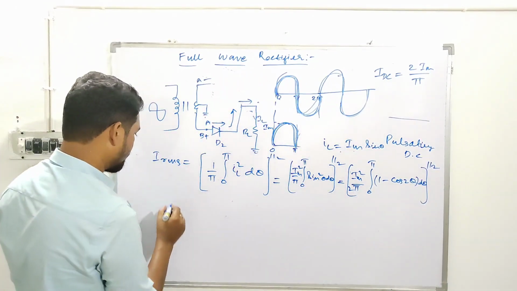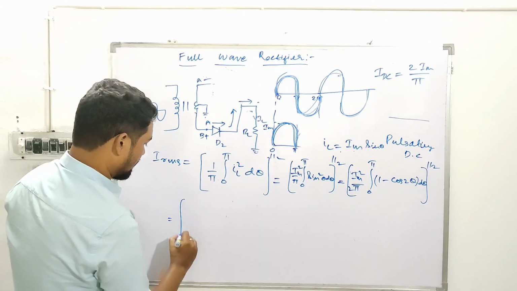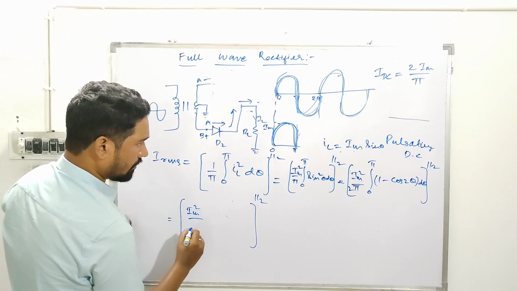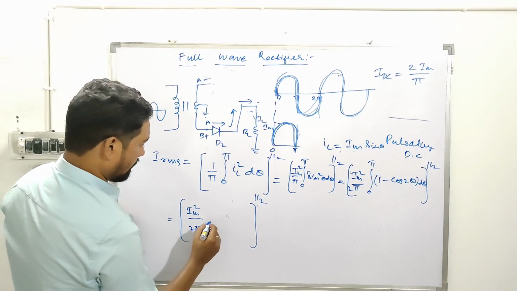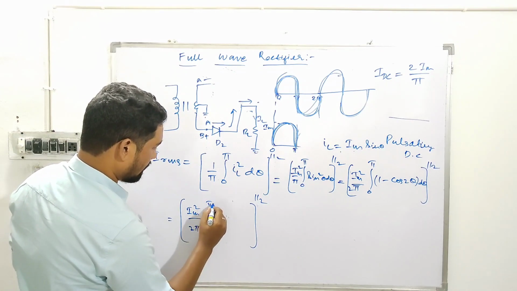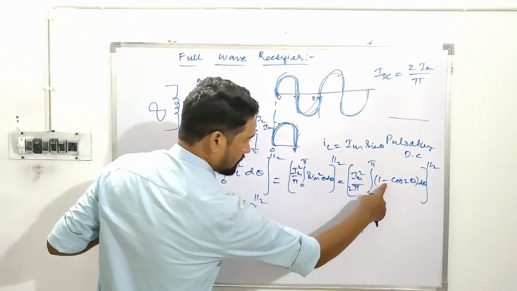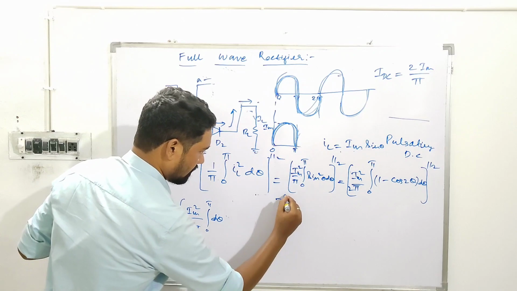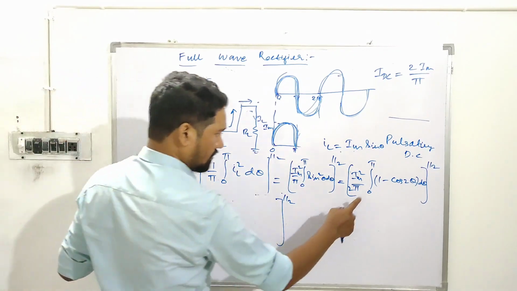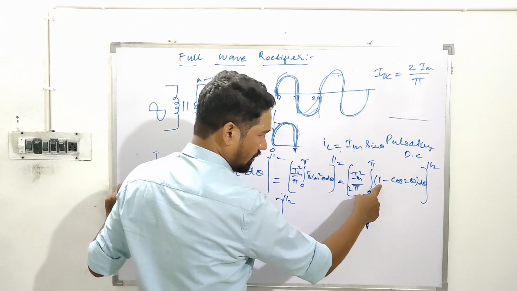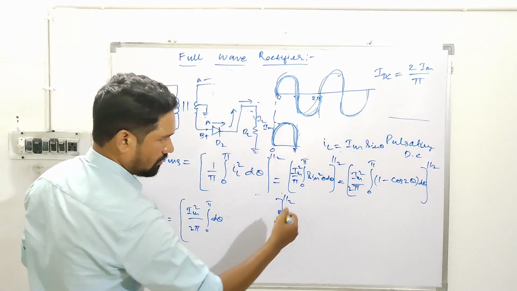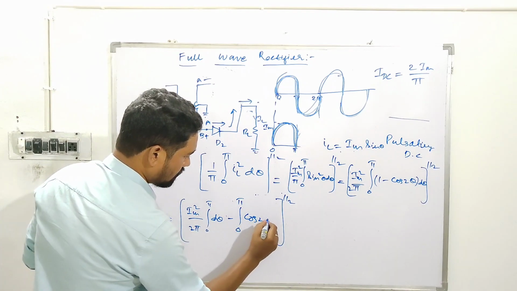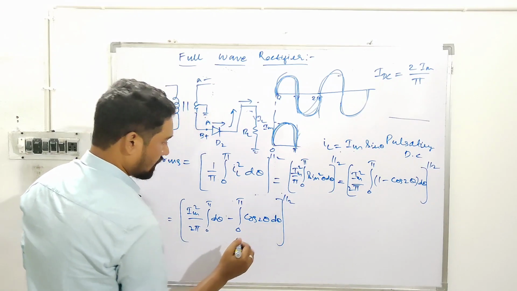Don't get confused. We are evaluating IRMS, which is equal to that root, still existing: Im square by 2 pi, integral 0 to pi d theta for this. Here you need to have clarity. For a backbencher like me, this integral is applicable to this one minus this one, so I am doing that: integral 0 to pi of 1 d theta minus integral 0 to pi cos 2 theta d theta.